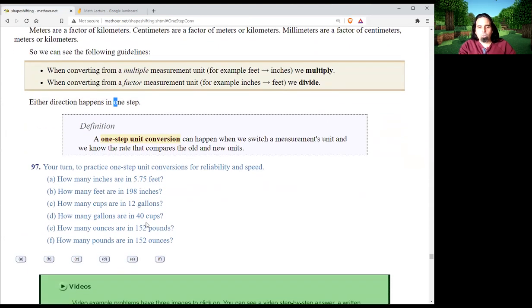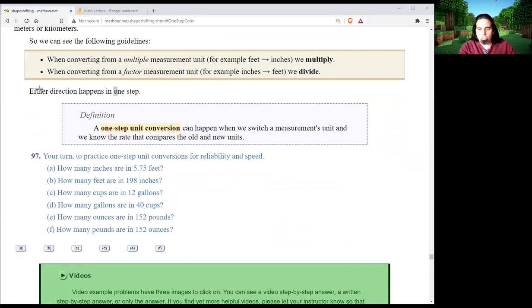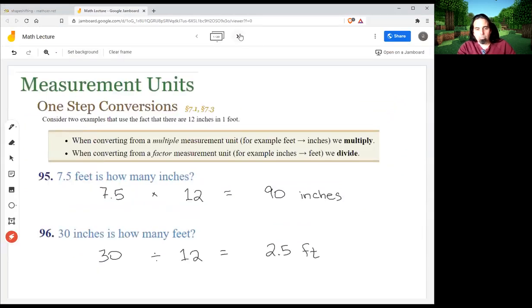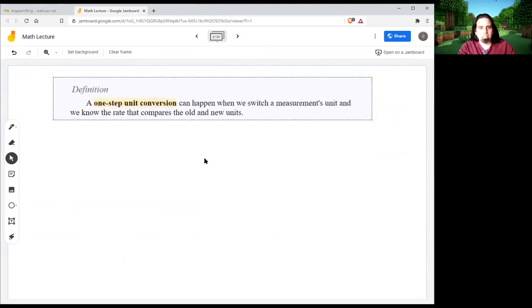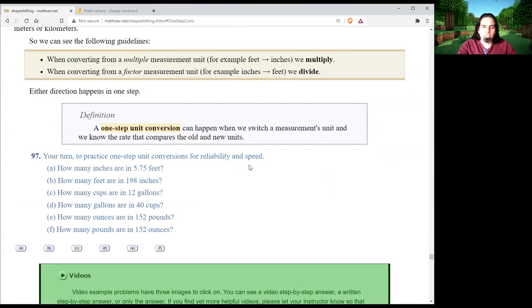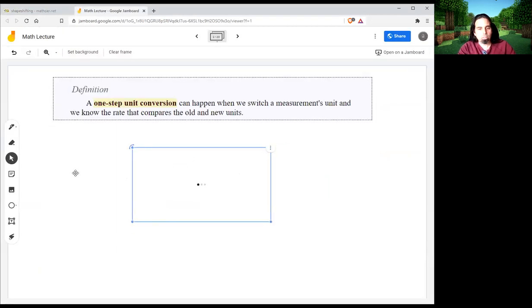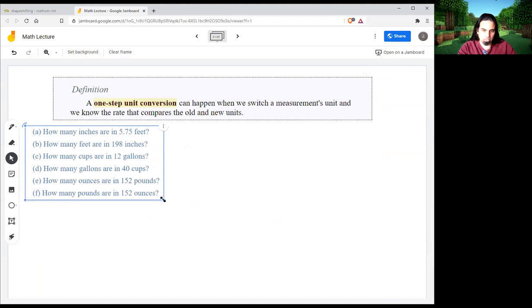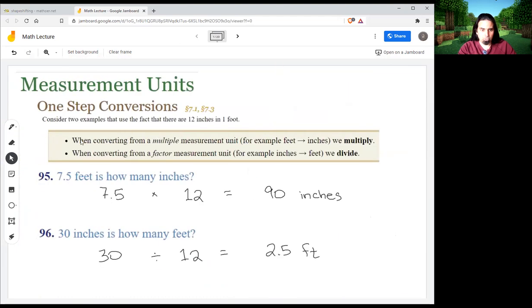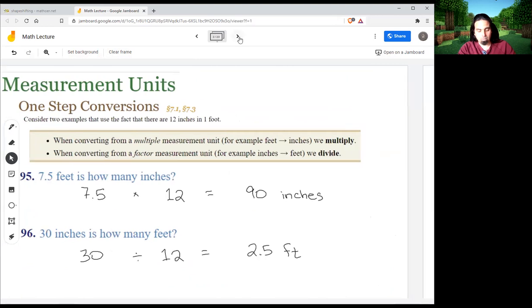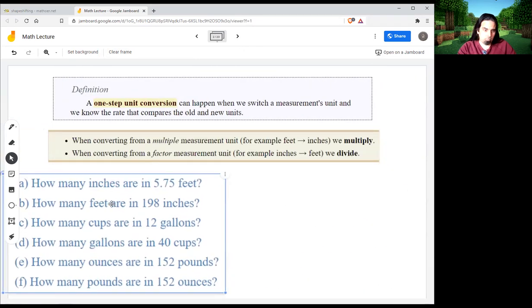So these are what we call one-step conversions, which I will put on the Jamboard. And by that, we just mean you can take the original measurement unit, whatever it was, and do one thing to get what you want. You have to know the rate that compares the old ones and the new ones. So let's do a bunch of these. And I'm actually going to grab this thing too while I'm at it. Okay.